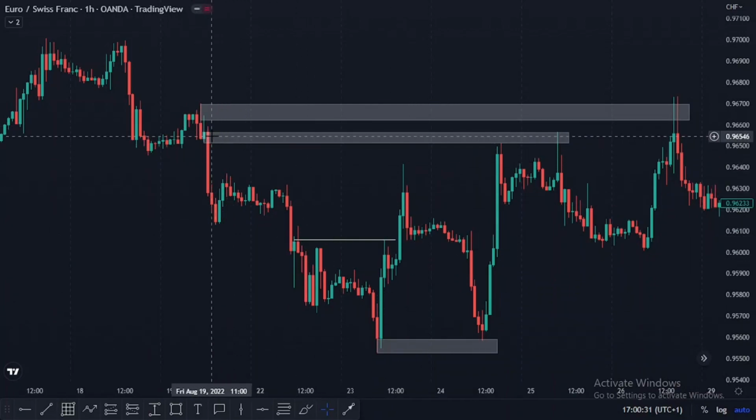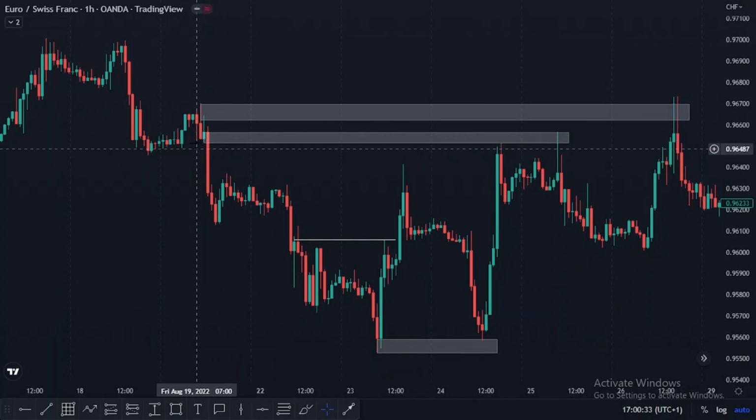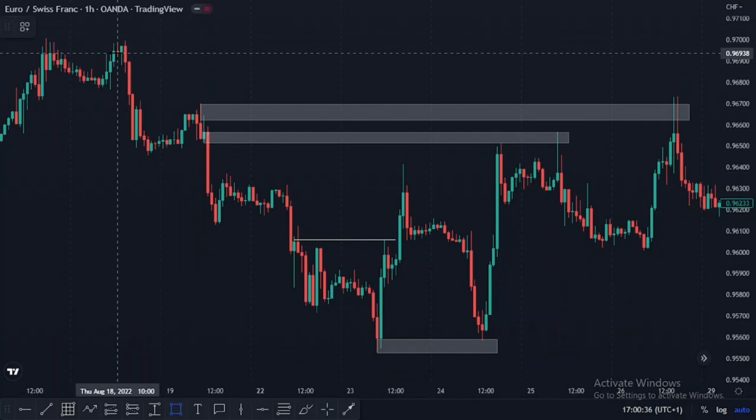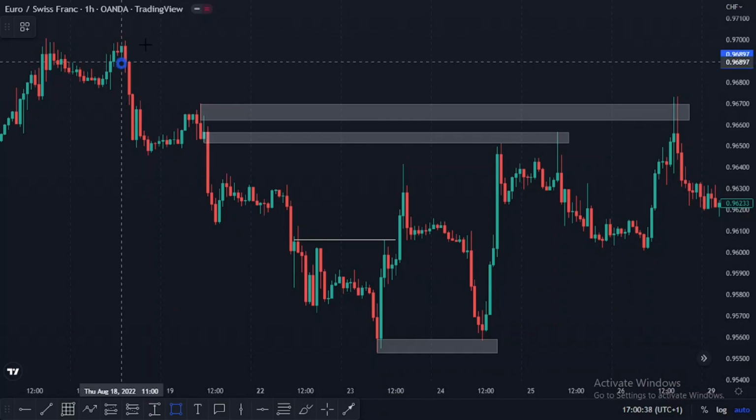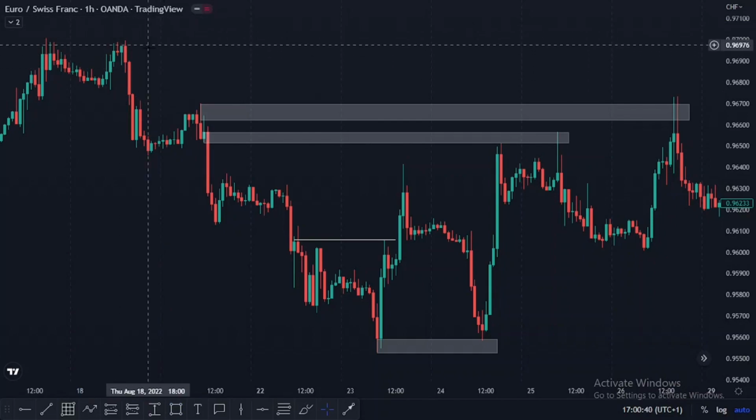This is a beautiful supply zone. This is how a supply zone should look. Just like this one at the top here, it's not too big, it's not too small. Just like this one, it's not too big, it's not too small. So you can decide to use the supply zone or the wick.